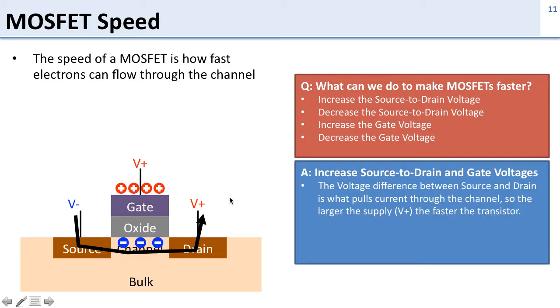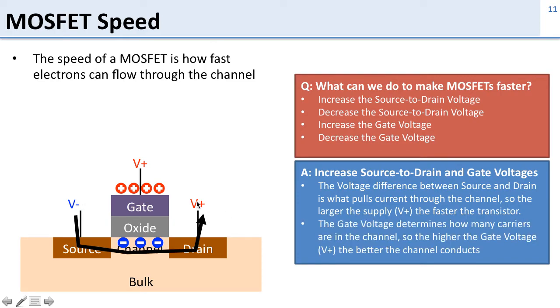Well, to make the MOSFET faster, we want to increase the voltages. So if we increase the voltage difference between the source and the drain, that means there's a stronger field pulling electrons through here, so the electrons will move faster, which means there's a higher current. If we increase the voltage on the gate here, it means it's going to pull more of these carriers into the channel, which makes the channel conduct more. So the higher voltage we have on a gate, and the higher the difference in voltage we have between the source and the drain, the faster the transistor will work.